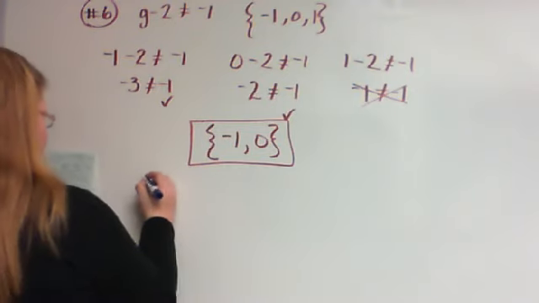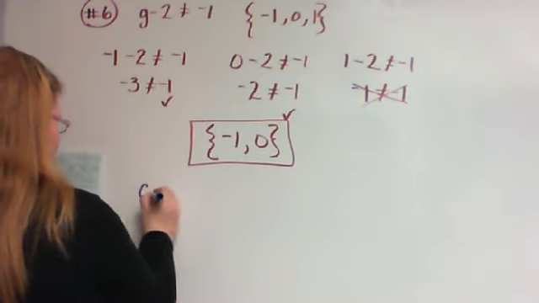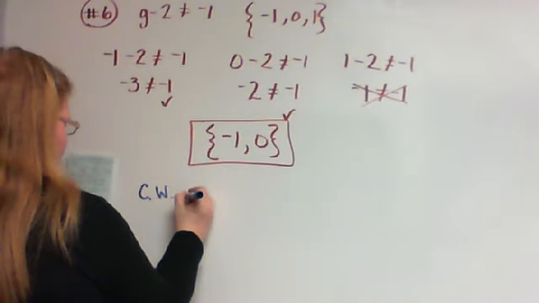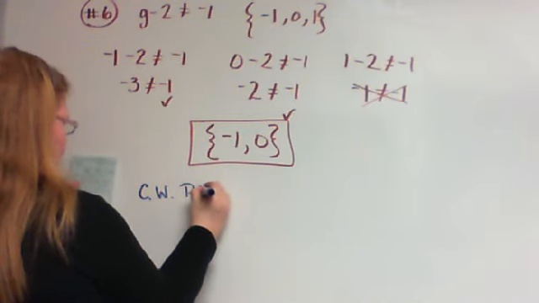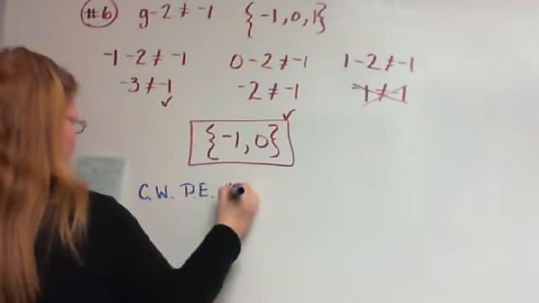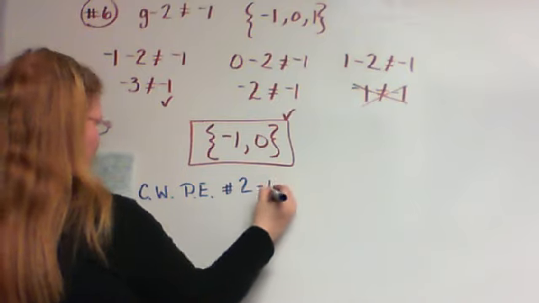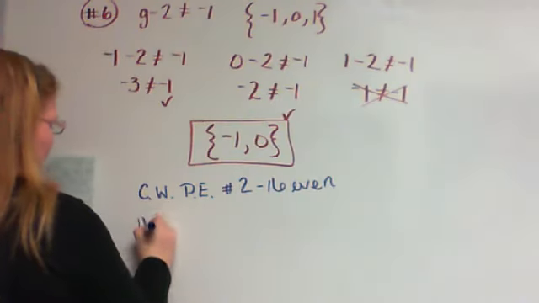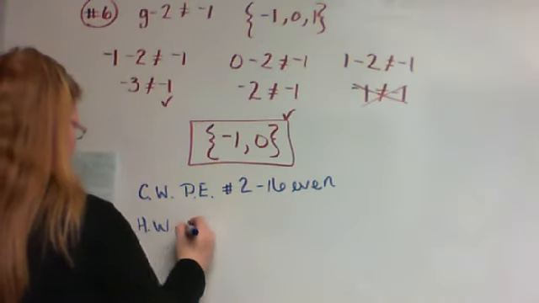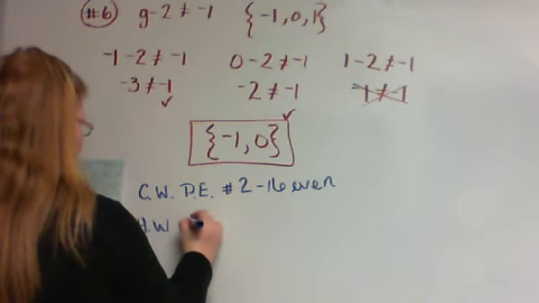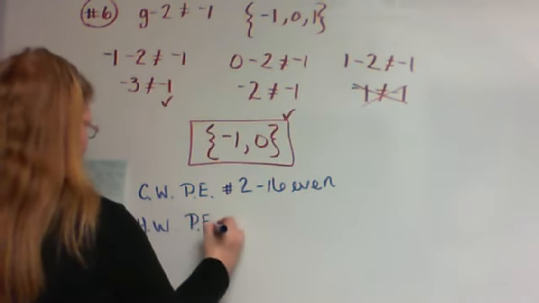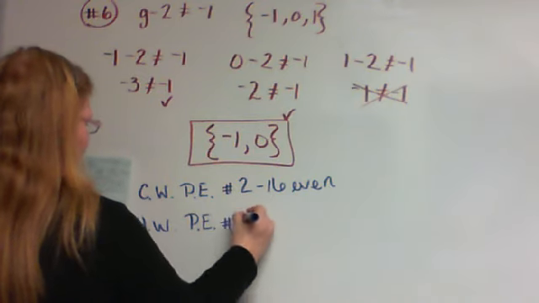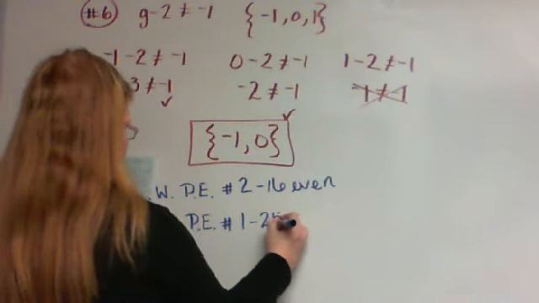So, classwork for this section is the practice exercises numbers 2 through 16 even. And then the homework for this section, once you make sure you can do that classwork and you've done it correctly, is 1 through 25 odd.